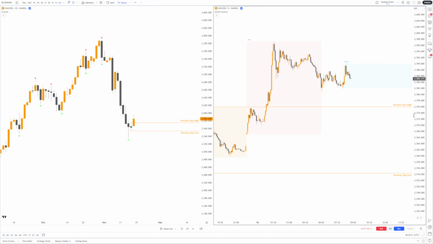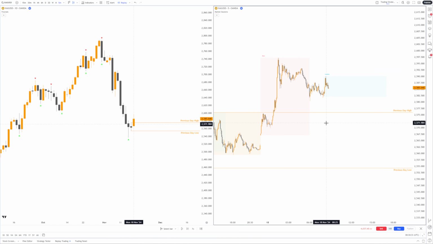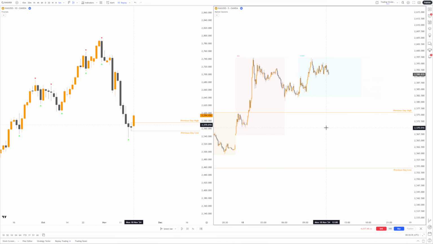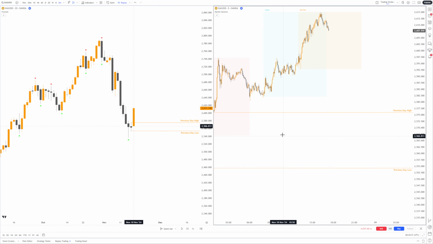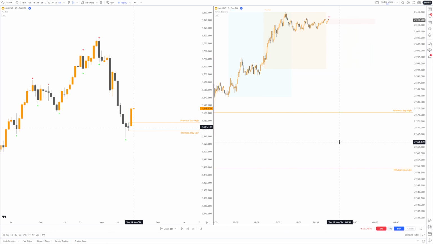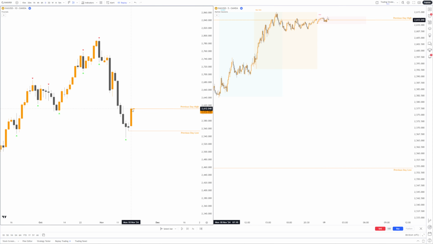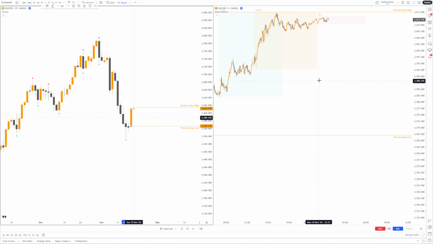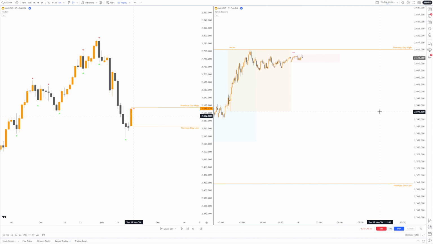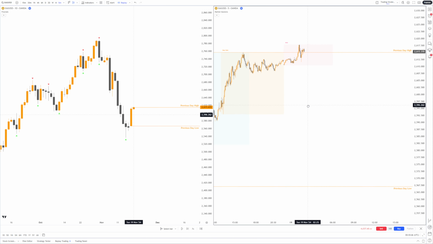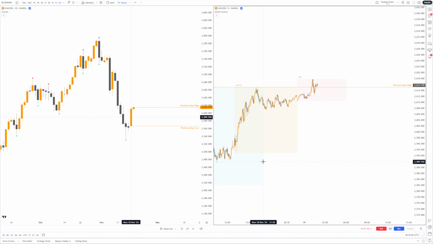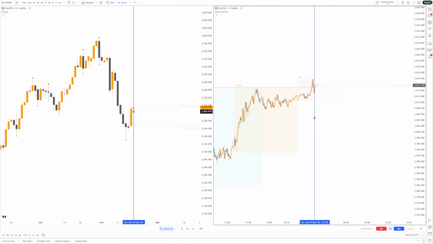Okay, so nothing as of yet. And we move on to the next day because there's literally nothing there to enter. Okay, now we're on the next day. What happened here? Did price come back down? Yes, it did. We're gonna make sure we enter it.